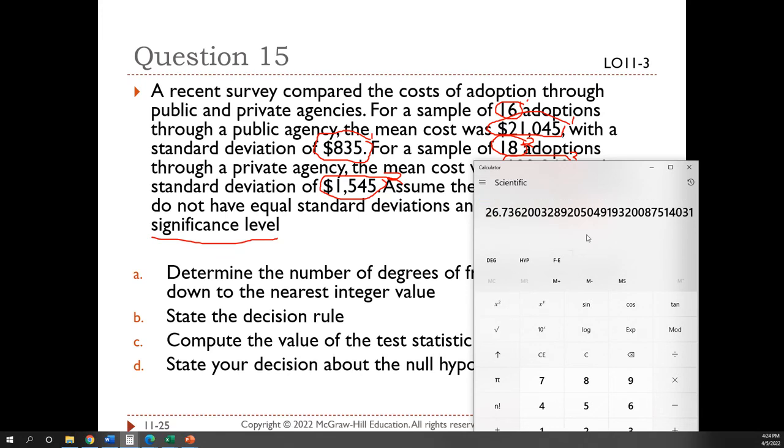So in the end, after you plug in all those numbers, your calculator, which is probably a little bit better than the one on the computer, should come out to 26.7. Now remember, for degrees of freedom we round down, so it's 26. As you can already see, the hardest part of this problem is doing the degrees of freedom. That's it. Now we can actually go search.